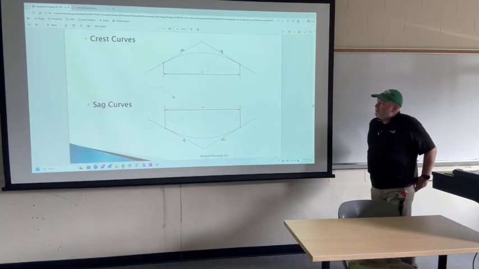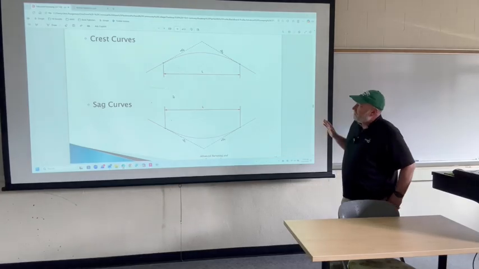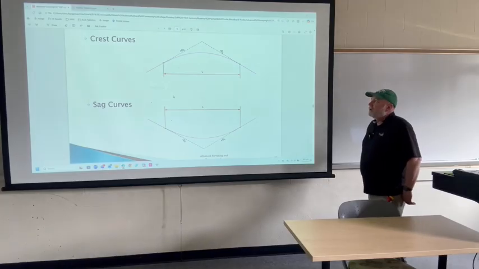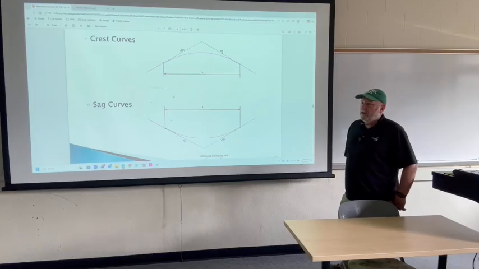Okay, so here we go. This is a nice example here of crest curves and sag curves. Looking from left to right, G1 is a positive slope, G2 is a negative slope, creating a crest curve, and that particular example will have a high point.